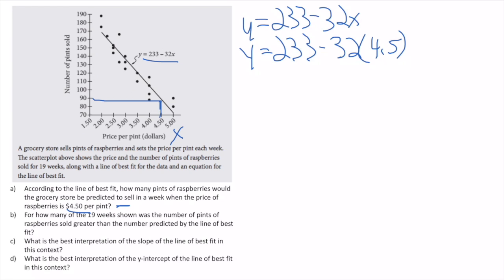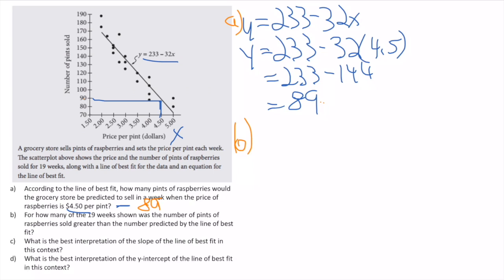So when I do that, 32 times 4.50 is 144. So I'll have 233 minus 144, which just gives me 89. So pretty close to where my estimate was when I drew it, but this is obviously a lot more accurate. So they could predict to sell 89 pints of raspberries if they set the price to $4.50. This is A.